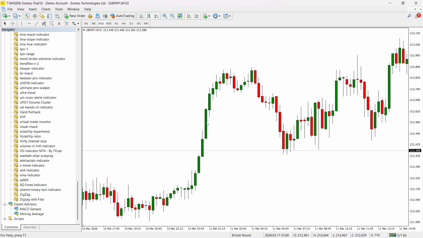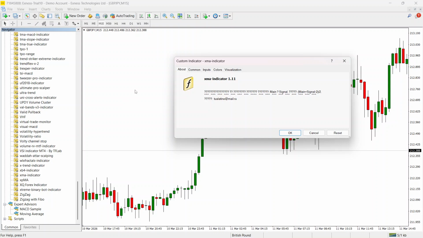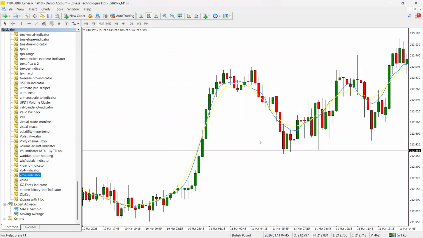This tool plots an adaptive moving average line directly on your chart so you can visually track the underlying trend direction with a smoother response than a standard moving average. At this point I'll load the indicator on the chart so you can see how it looks in real time.